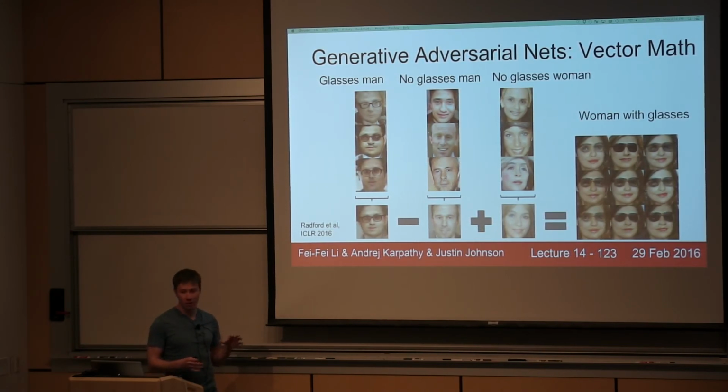So even though we're not sort of forcing an explicit prior on this latent state space, these adversarial networks have somehow still managed to learn some really nice, useful representation there.